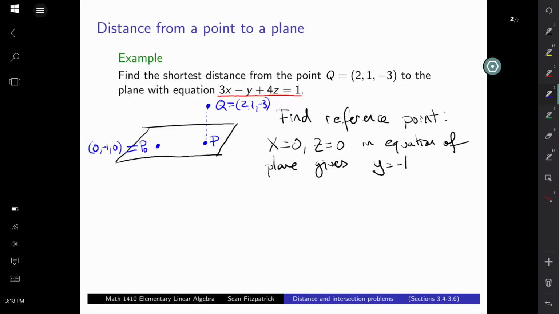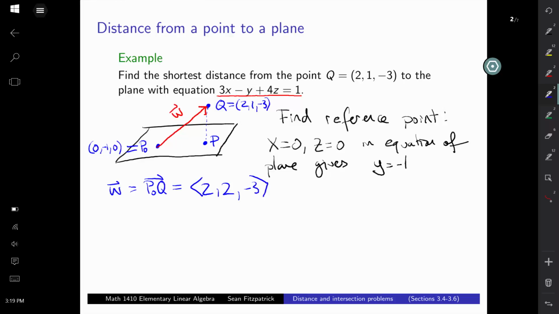All right. So now we've got to bring some vectors into the picture, and there are two vectors that we're going to construct. One we can see right away. We can construct this one, let's call that W. W is just going to be the vector from P naught to Q. And so that's going to be 2 minus 0, which is 2; 1 minus minus 1, which is 1 plus 1, that's 2; and minus 3 minus 0, which is minus 3. So W is (2, 2, minus 3).